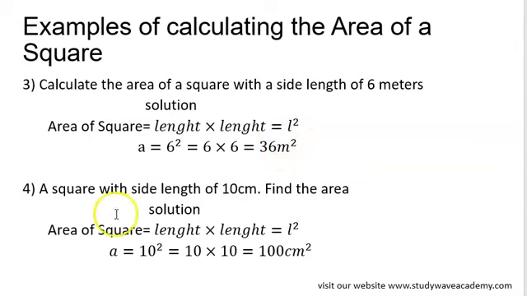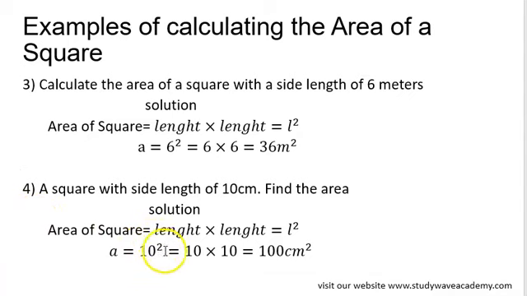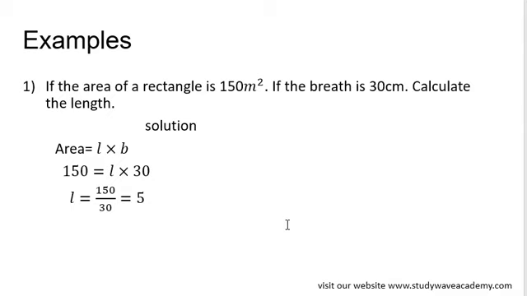Okay, good. Our next question here, we have a square with the side length of 10 centimeters. Find the area. We do the same. We write out our formula, the area of our square. The formula is length times length, right? Then we input our number into our formula. 10 raised to power 2 equals 10 times 10. It means this. And our answer is going to be what? 100 centimeters squared. Right? Good.